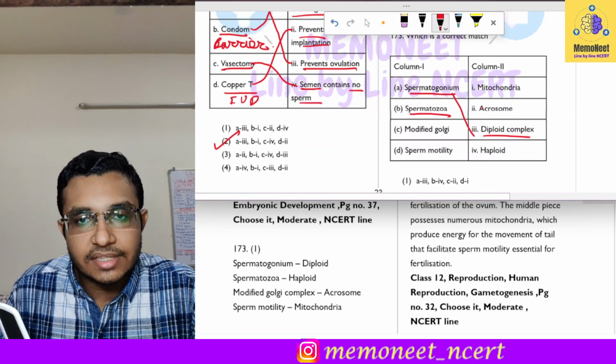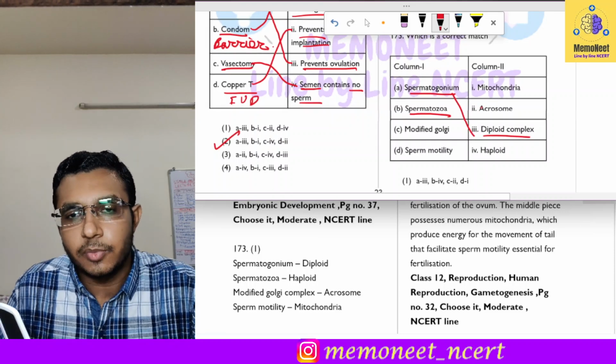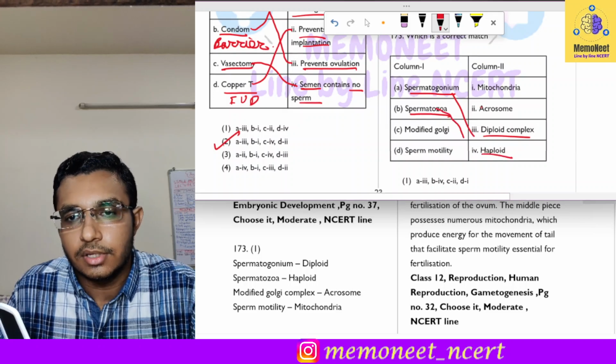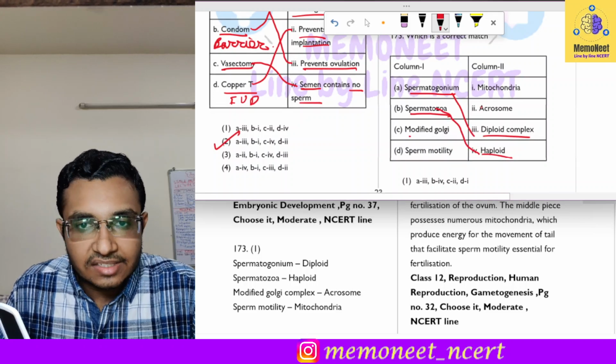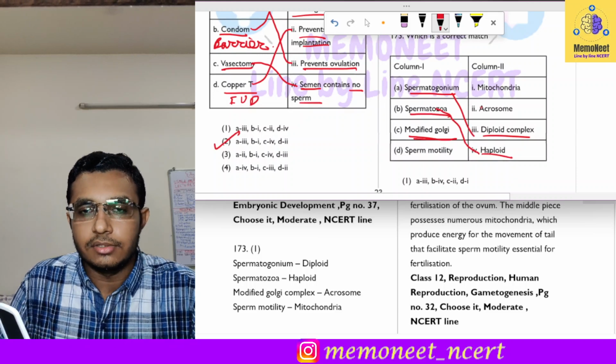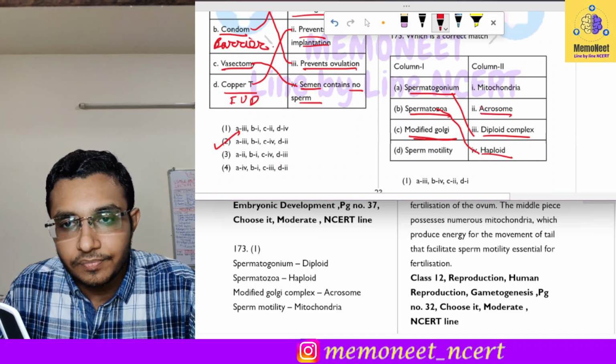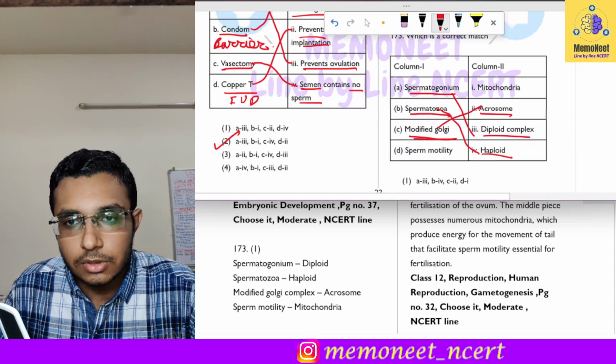Next is B, that is spermatozoa. Now in spermatozoa, they are what? So they are haploid in nature. Okay, so B goes with 4. Next is C, that is modified Golgi. So the Golgi apparatus of the sperm gets modified to form the acrosome. Okay, so C goes with 2.